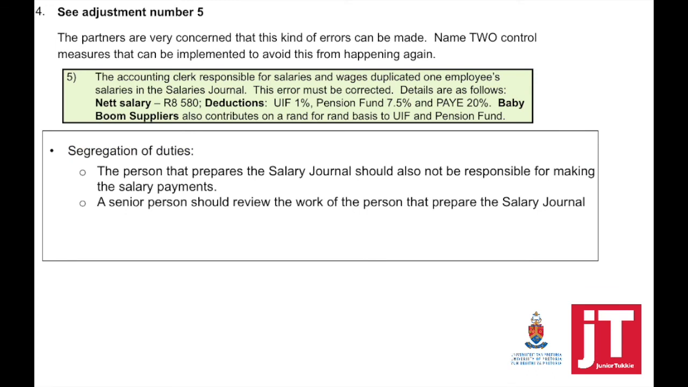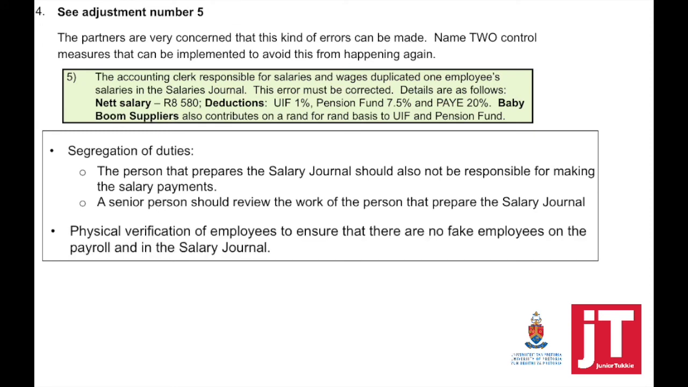So the first thing to try to prevent this from happening again is make sure that there's segregation of duties. The person that prepares the salary journal should not also be responsible for making salary payments. A senior person should review the work of the person that prepared the salary journal. Physical verification of employees to ensure that there are no fake employees on the payroll and in the salary journal.